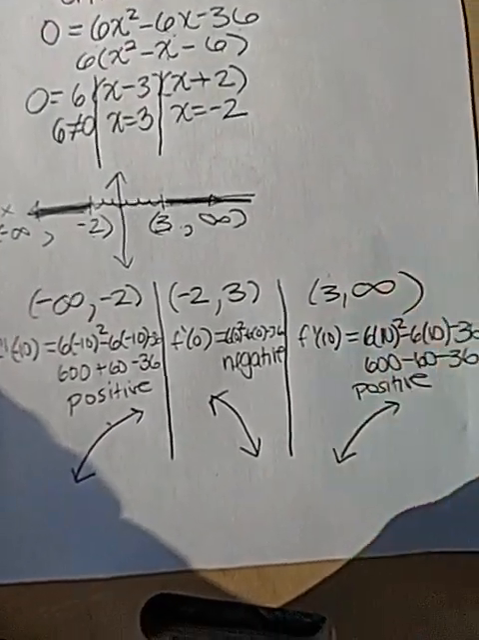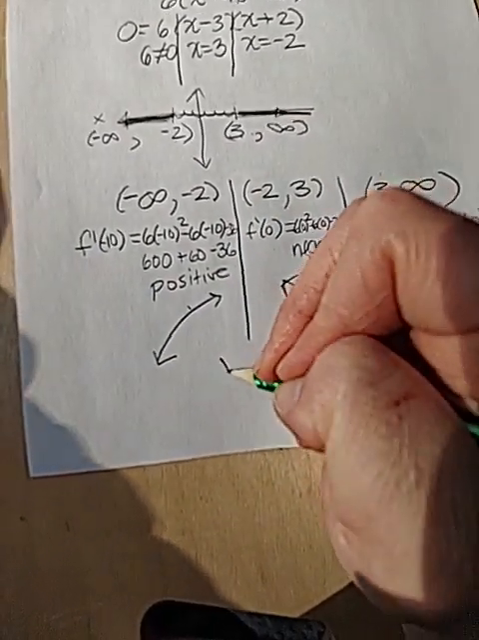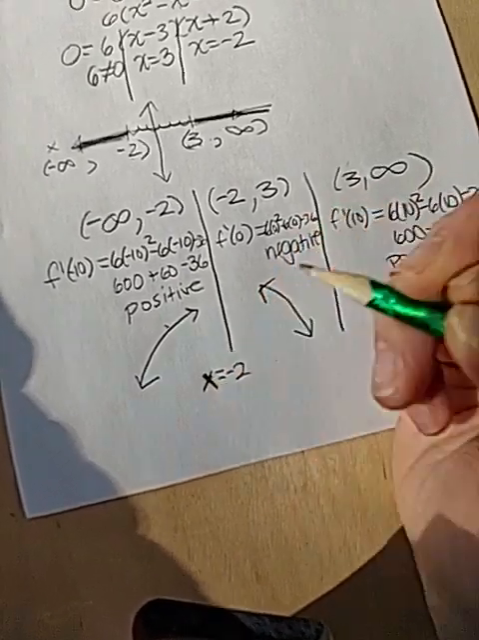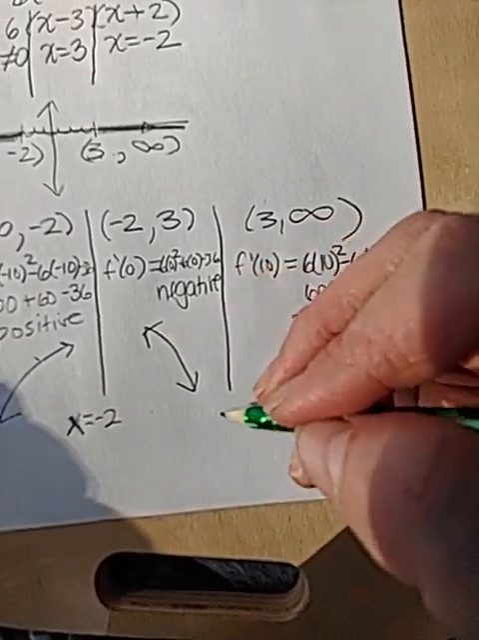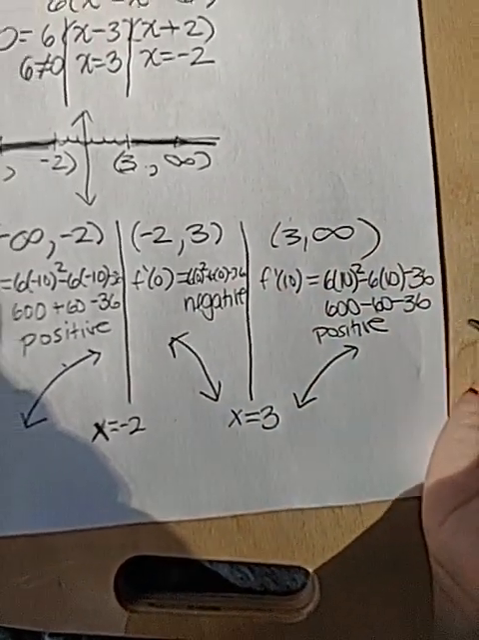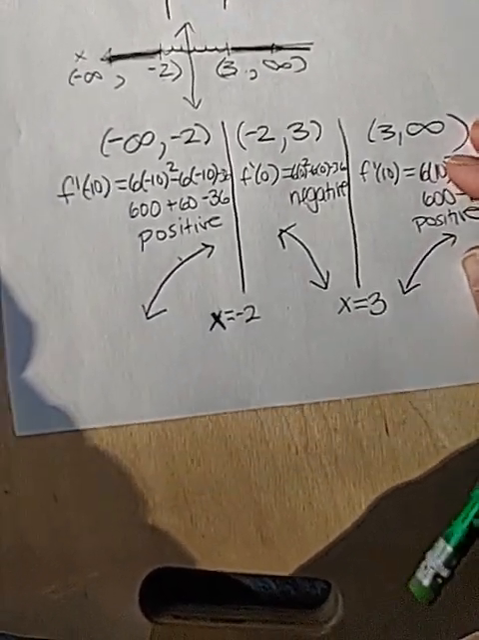All right, so I know that because I go from a positive slope to a negative slope at x equals negative 2, I have to have a relative maximum. And because it goes from negative to positive at x equals 3, I have to have a relative minimum. And now I could find those actual points by plugging back into the original function.